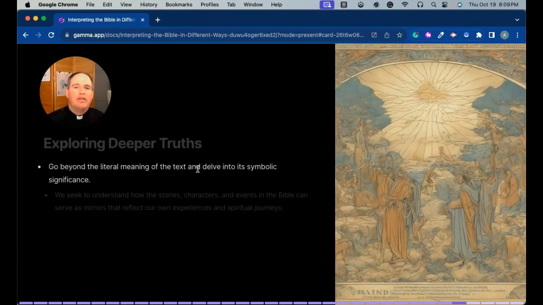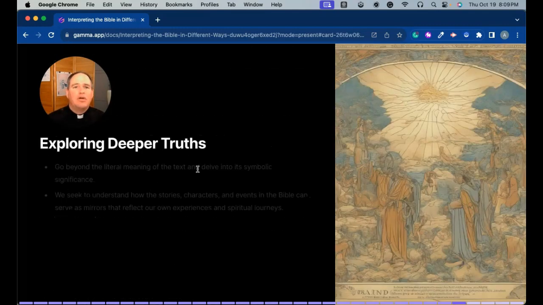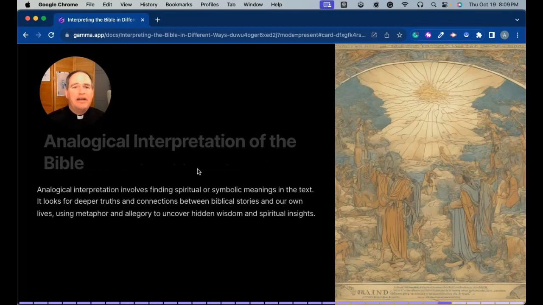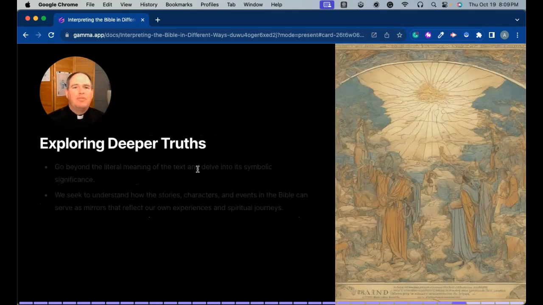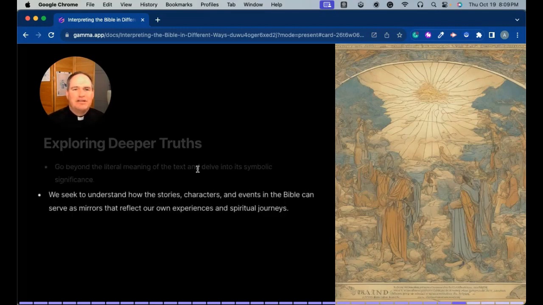So going beyond this is a different one. In addition to allegory, we can look at analogies. And an analogy is looking for symbolic meanings inside of the text and making connections between Bible stories and our own lives using metaphor or allegory. So we do this by trying to explore deeper truths and going, again, like the previous one, going beyond the text and into a more symbolic significance.